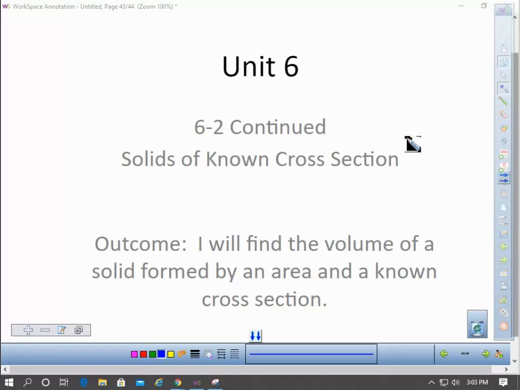All right, and I'm going to show you exactly how to do that. Our outcome is that we'll find the volume of a solid formed by an area and a known cross section. So we've got to have a base area and a known cross section. Let me show you what that means.